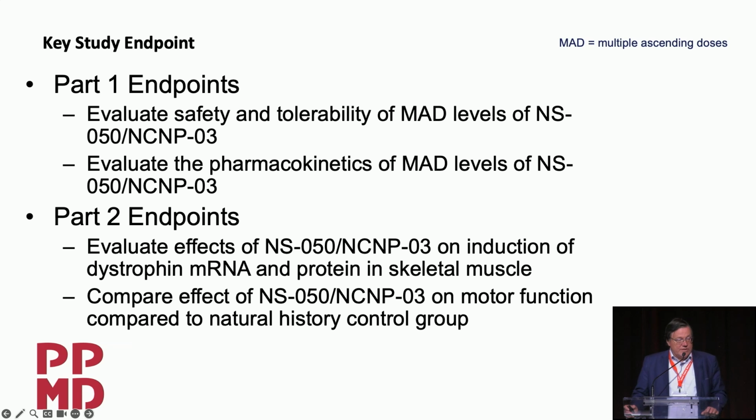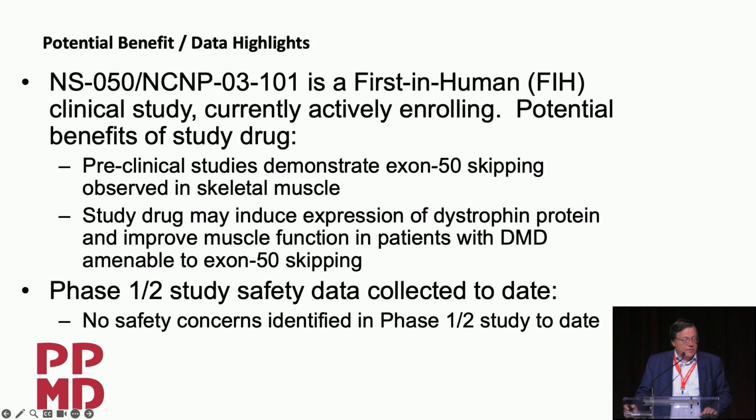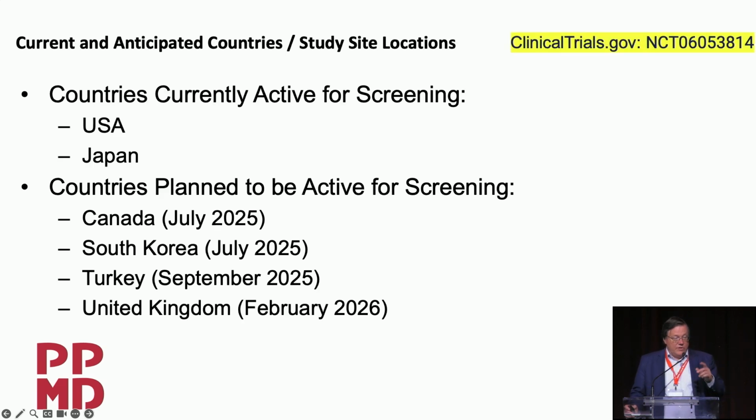It's going to look at endpoints of safety and tolerability and the pharmacokinetics of the drug in the bloodstream of boys with Duchenne dystrophy. And then to see about the induction of dystrophin expression in skeletal muscle by biopsy, along with motor function measures. So it's actively enrolling, and so far no safety concerns have been identified to date. It's available, and I'll refer you to the clinicaltrials.gov listing above. There will be additional countries, ex-US, starting to plan for screening at the end of this year.